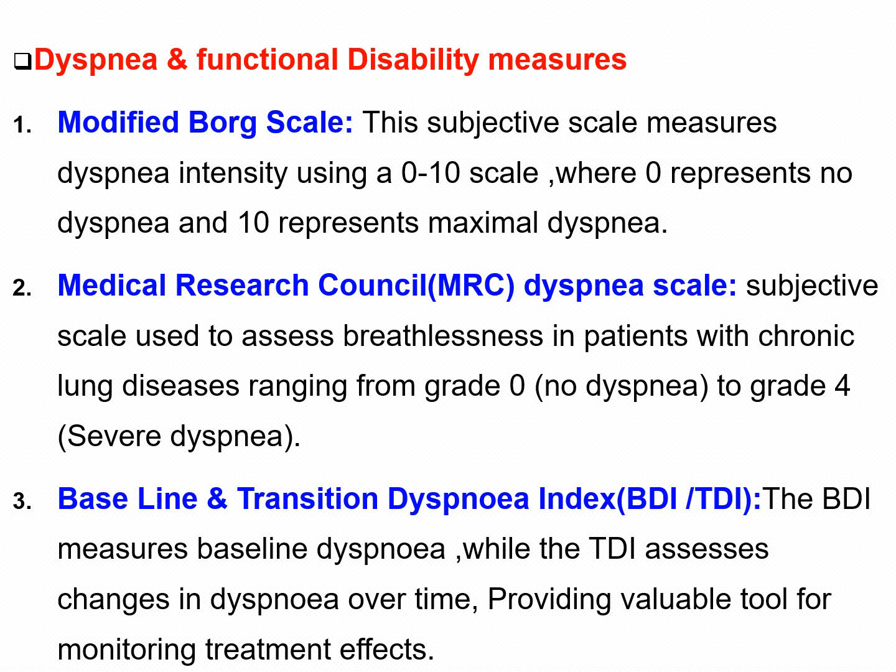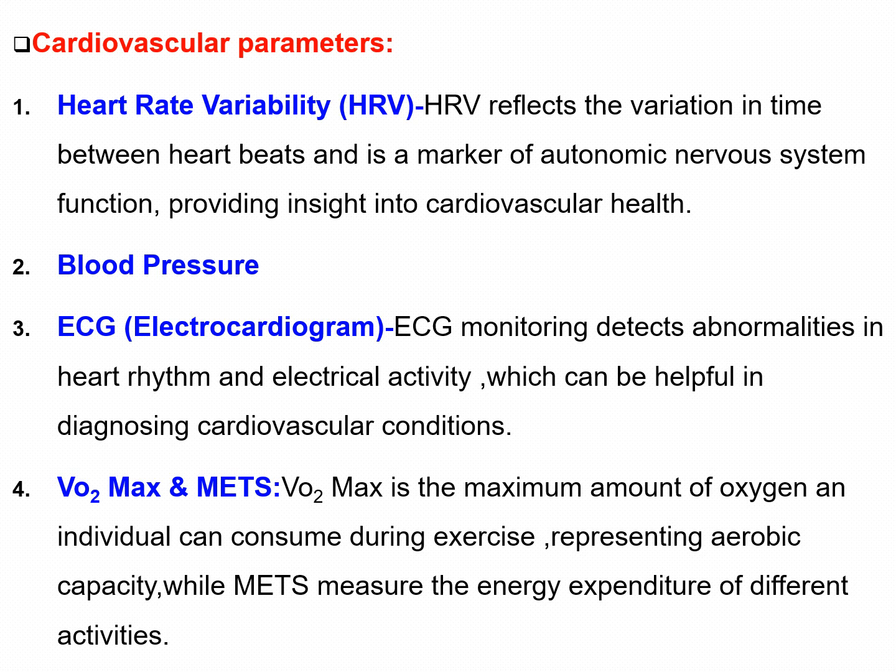Now we'll see section number 6, that is about cardiovascular parameters. So the first one is your heart rate variability, HRV. HRV reflects the variation in time between the heartbeats and is a marker of autonomic nervous system function, providing insights into cardiovascular health. The second parameter is your blood pressure. This is inclusive of your SBP, systolic blood pressure, DBP, diastolic blood pressure, mean blood pressure, and pulse blood pressure.